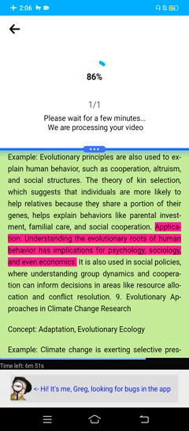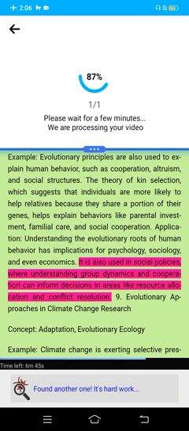Application. Understanding the evolutionary roots of human behavior has implications for psychology, sociology, and even economics. It is also used in social policies, where understanding group dynamics and cooperation can inform decisions in areas like resource allocation and conflict resolution.